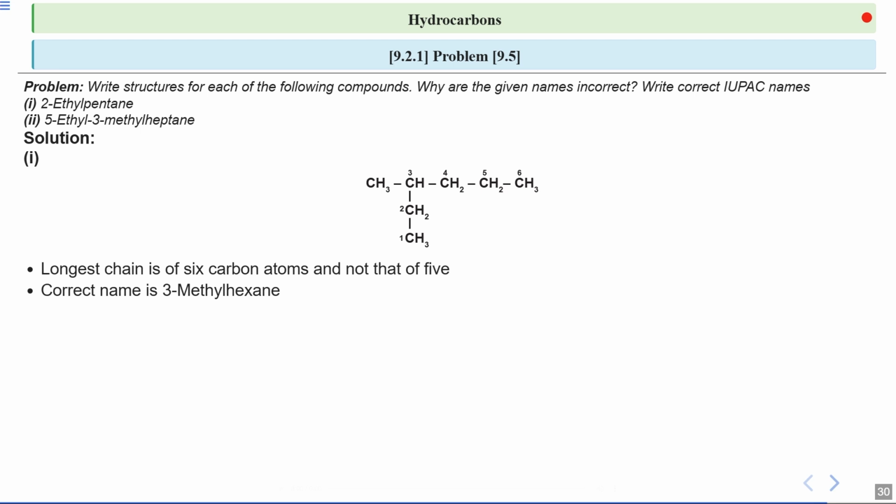After that, what would be the correct name? So, if you see the structure, you can clearly say that the correct name is 3-methylhexane. This name clearly depicts that we have a 6-membered chain, and on the third position, we have a methyl group attached to it. Moving on to the next question.